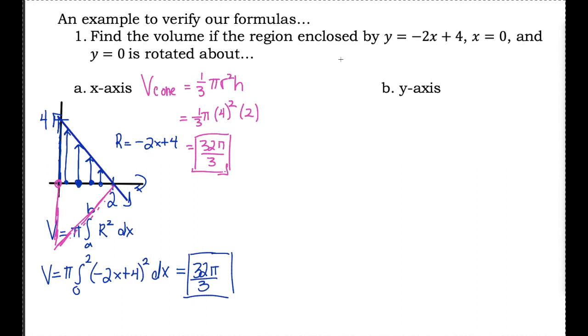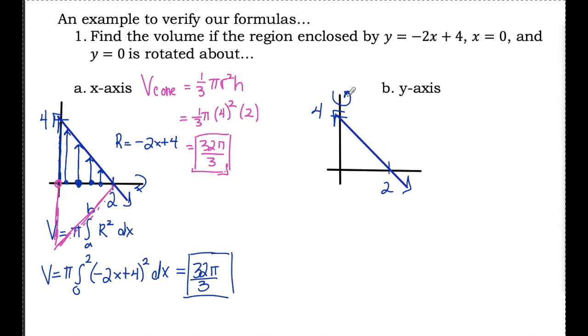Part B asks us to take this same region and now rotate it about the y-axis as opposed to the x-axis. So again, I'm going to start by drawing out this graph. This line is still going to cross the y-axis at 4, the x-axis at 2. But in this instance, as opposed to rotating around the x-axis, I'm rotating around this y-axis. So now I'm imagining all of my shapes going vertically around this y-axis.